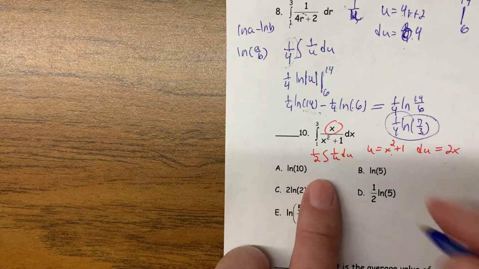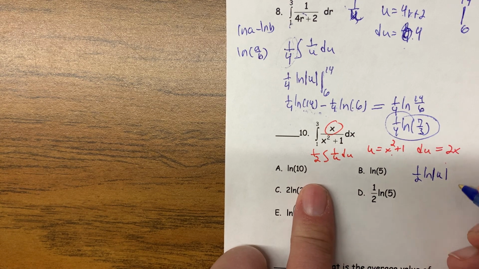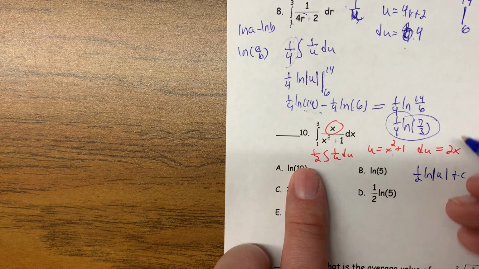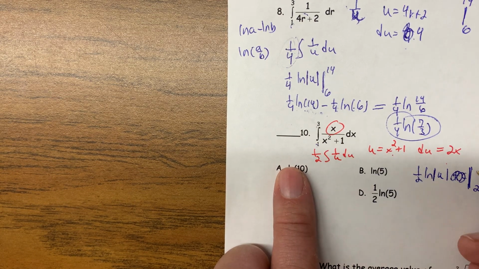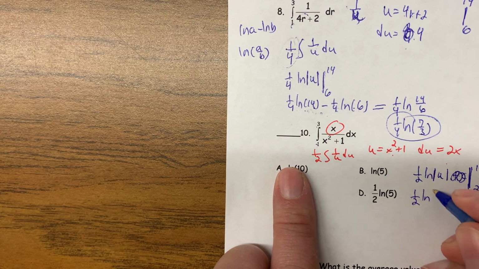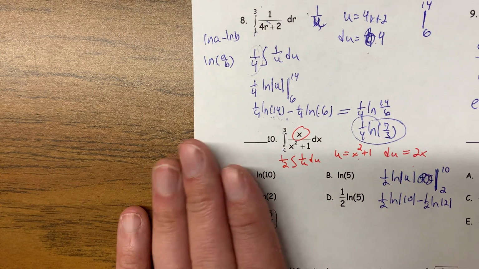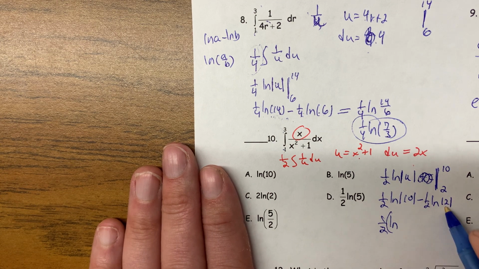Right? So the integral of 1 over u du is natural log absolute value of u. And let's do it the u's way. So if x goes from 1 to 3, when x is 1, u is 2. When x is 3, u is 10. So we get 1/2 natural log of 10 minus 1/2 natural log of 2. And this is similar to what we just talked about up above. We can factor out the 1/2 and do natural log of 10 minus natural log of 2.